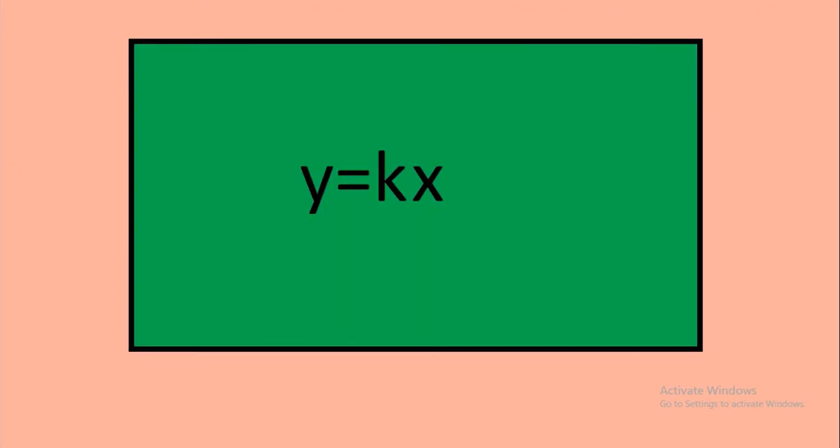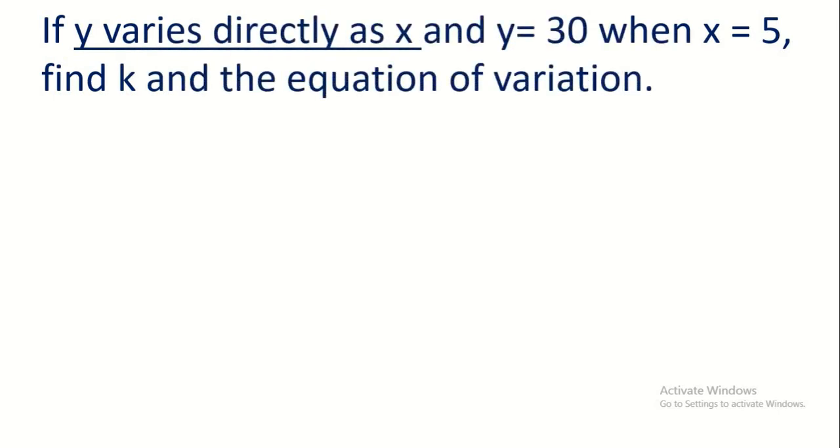Ngayon naman ay dumako tayo kung paano natin kukunin ang constant of variation or k gamit ang problem na ito. If y varies directly as x and y is 30 when x is 5, find k and the equation of variation. So, kung mapapansin nyo, ay ang ginamit nating variable dito is y and x. And ang ating kukunin naman ay k, which is the constant of variation, and the equation of variation.